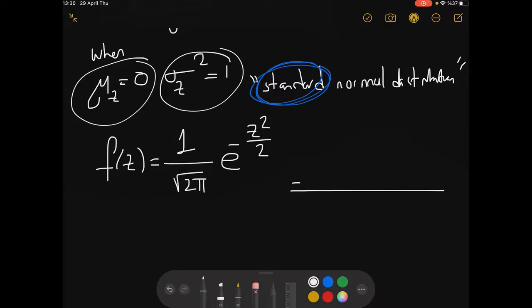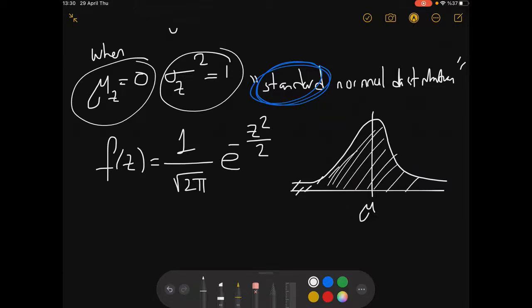And not surprisingly, if you have a structure like this, it's symmetrical around the mean, and the total area under this curve will be 1. This is the area under this curve, and it's equally split on both sides, like 50% is right here, and the remaining 50% is here on the left hand side. That's it.